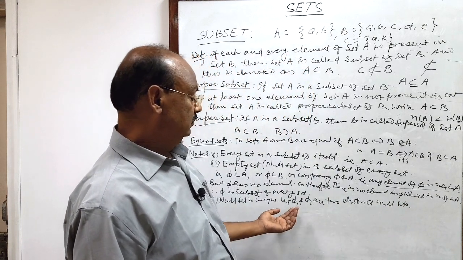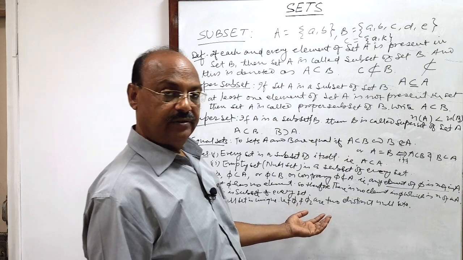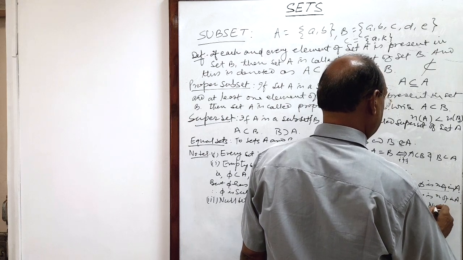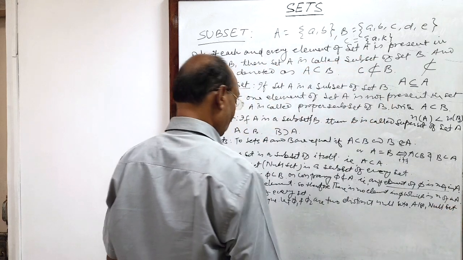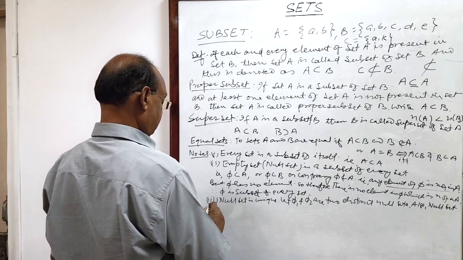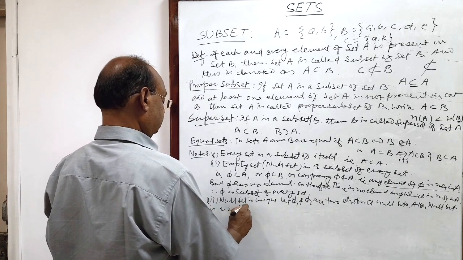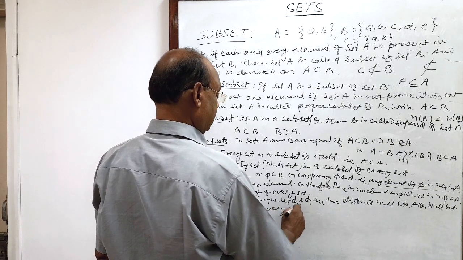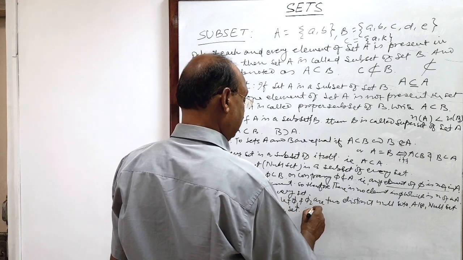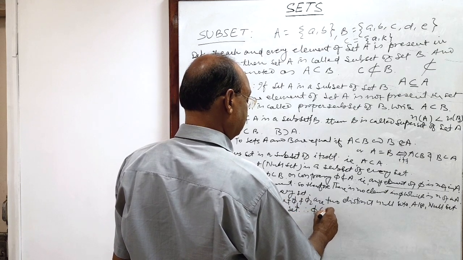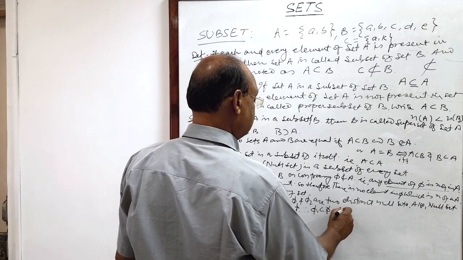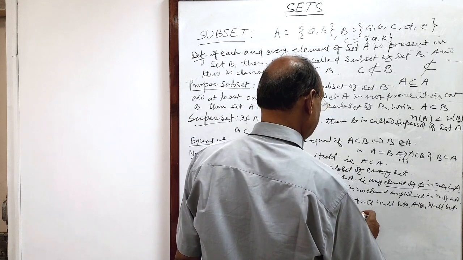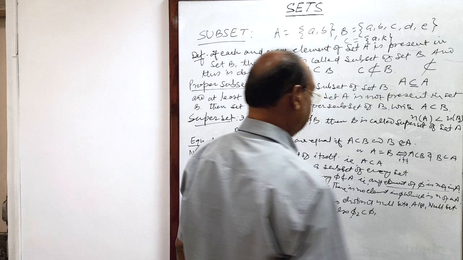And we know that null set is a subset of every set. Also, null set is a subset of every set. So therefore we can write that phi 1 is a subset of phi 2, and also since phi 2 is an empty set also, you can write phi 2 is a subset of phi 1.